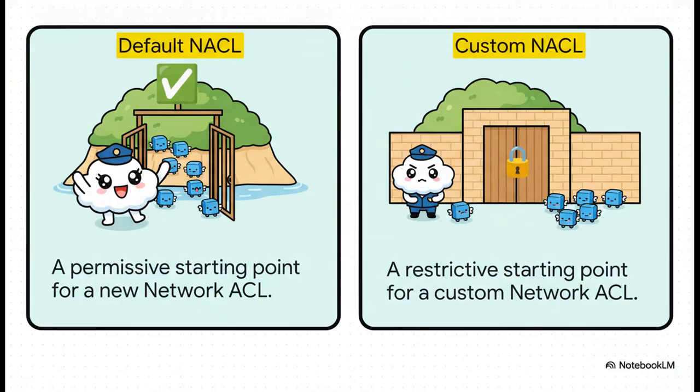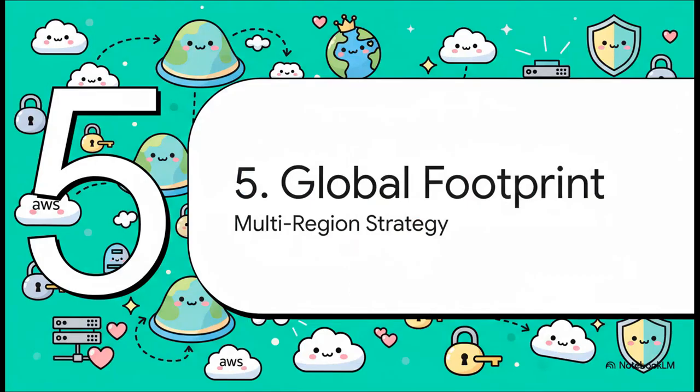And this is where you can really see the difference with the network ACLs. A default NACL, the one you get out of the box, starts wide open. It lets all traffic, both in and out, just flow through. But if you create a custom one, it's the total opposite. It starts completely locked down, denying everything by default. This is what you'd use for your most sensitive systems to make absolutely sure that only very specific, pre-approved traffic ever gets close.